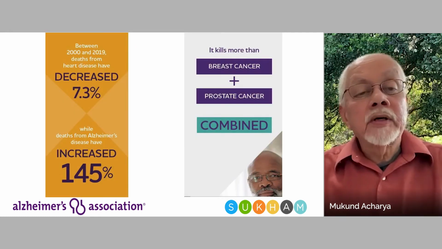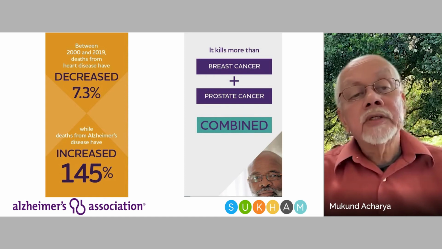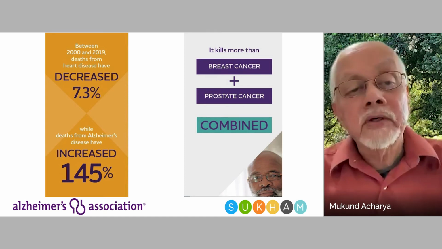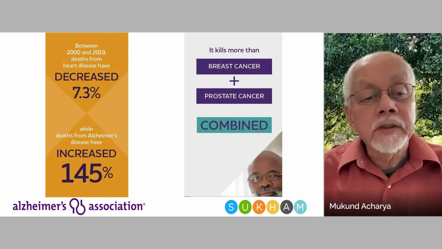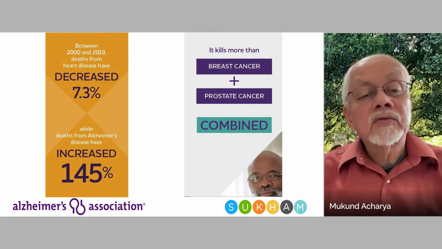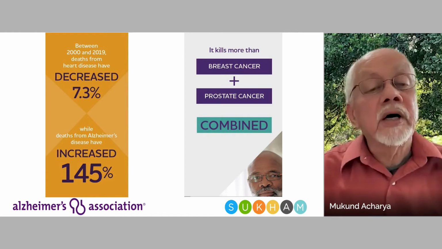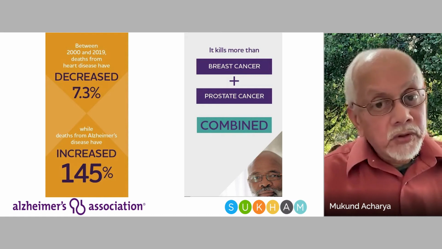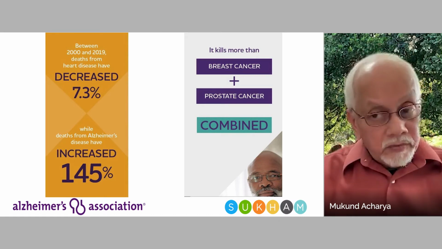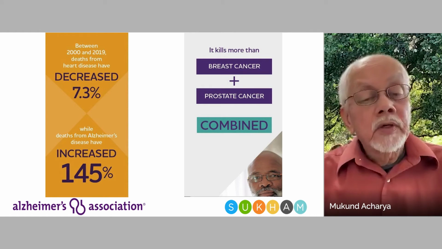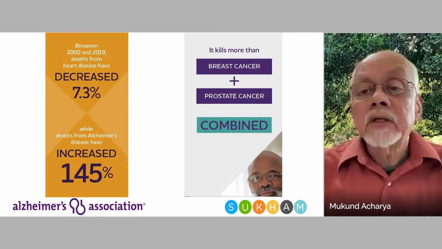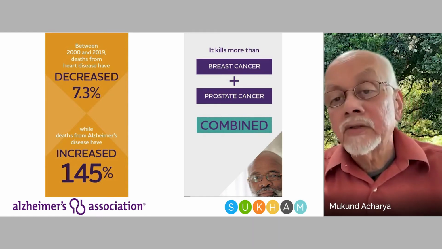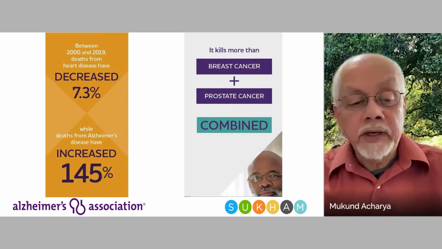While we've made progress on the medical front, for example, between 2000 and 2019, deaths due to heart disease have decreased almost 7.5%. During the same time, deaths from Alzheimer's have increased 145%. So you can see clearly that this is becoming a societal problem in addition to a problem for individuals and families. In fact, now they say that it kills more people every year than breast cancer and prostate cancer combined.